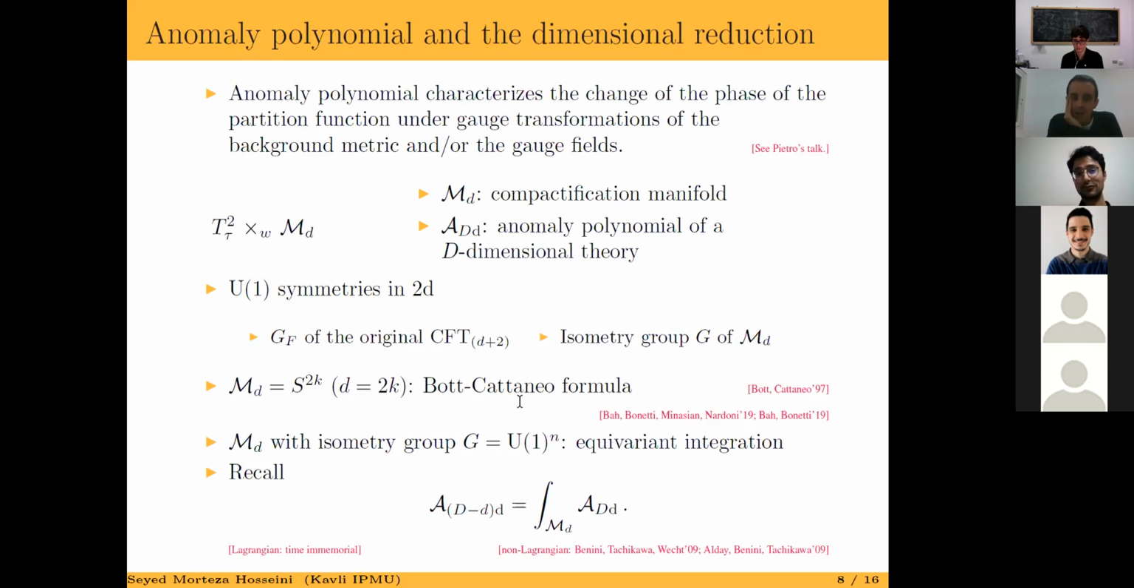Here I'm going to discuss this in a context that is more related to holography, not pure field theory. And also I will generalize the computation to a manifold MD which is not an S to the power of 2k, but rather a manifold with isometry group U1 to the n. Here, I will use the equivariant integration of the anomaly polynomial, and I will give you some examples of how to proceed when things get convoluted. But let me recall that in order to obtain the anomaly polynomial of a lower-dimensional field theory, we just need to integrate the one in the higher dimensions over the compact manifold MD. So you obtain the lower-dimensional field theory.